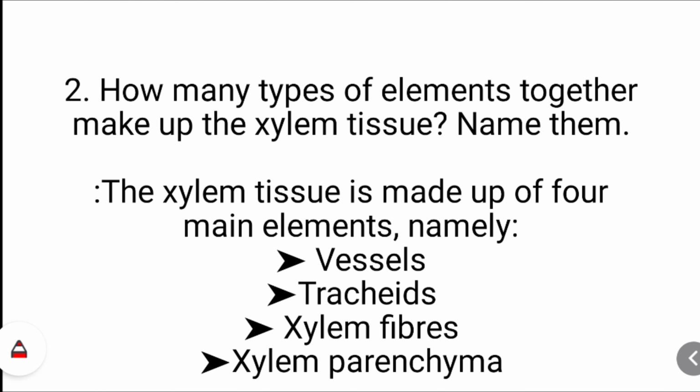Number 2: How many types of elements together make up the xylem tissue? Name them. The xylem tissue is made up of 4 main elements: vessels, tracheids, xylem fiber, and xylem parenchyma.